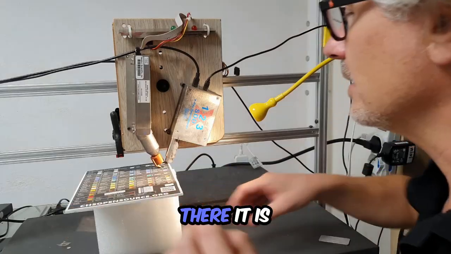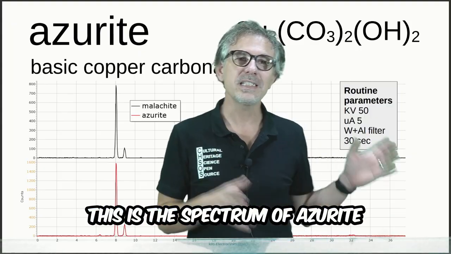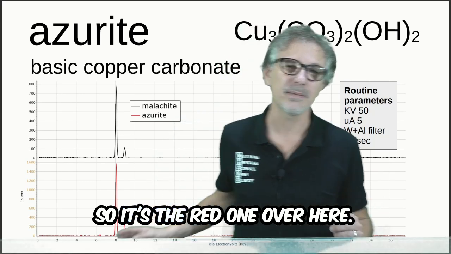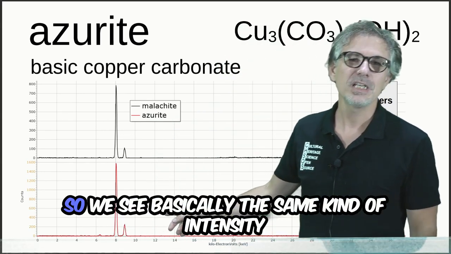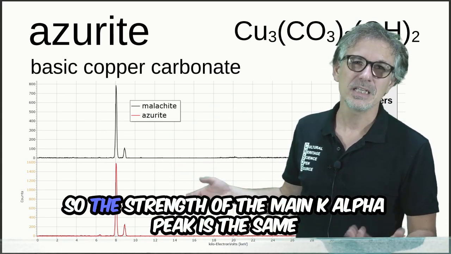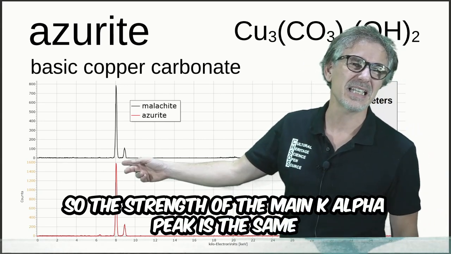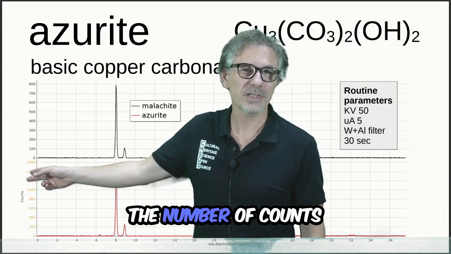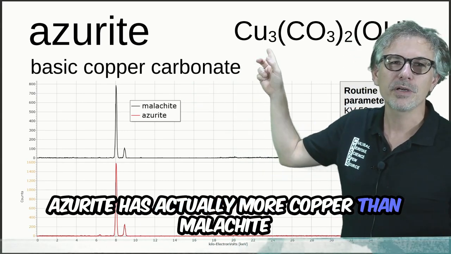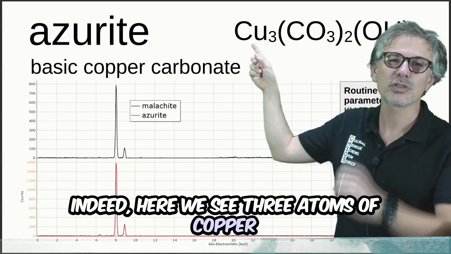Azurite, there it is. We launch the acquisition. This is the spectrum of azurite, the red one over here. We see basically the same kind of intensity, the strength of the main K alpha peak is the same. We can also read from here the number of counts. Azurite actually has more copper than malachite. Indeed, here we see 3 atoms of copper.